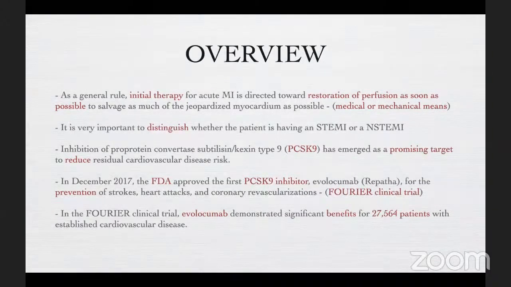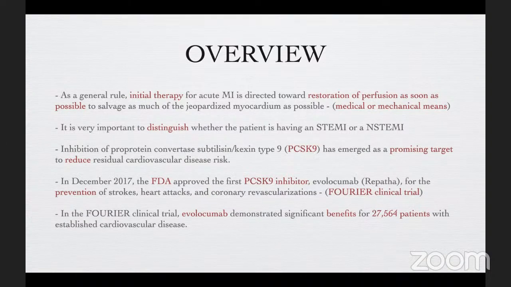PCSK9 is a protein that binds with low-density lipoprotein receptors to promote their degradation. Monoclonal antibodies inhibit PCSK9 and thus prevent LDL receptor degradation. This action will increase the number of LDL receptors and subsequently increase the clearance of LDL, ultimately lowering LDL levels.